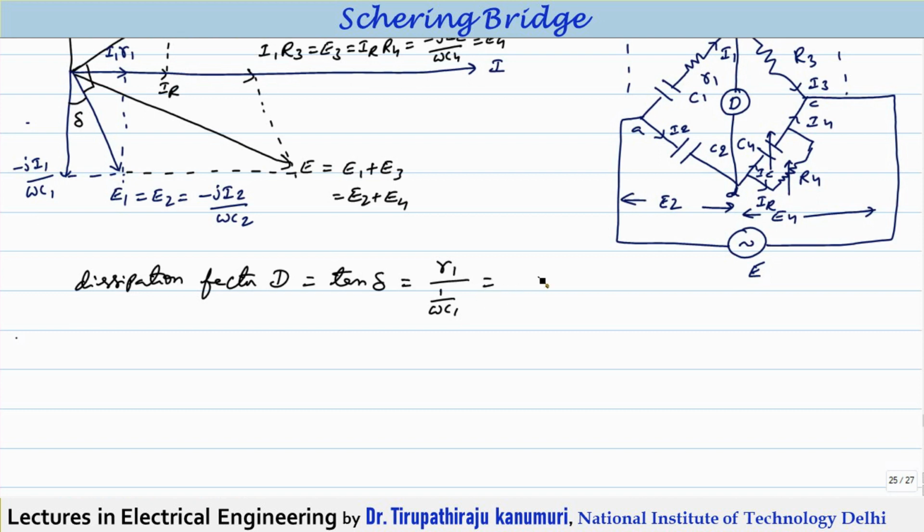So what you will get is omega C1 into R1. So this is my dissipation factor. This is my dissipation factor. So let us calculate the power factor of the capacitor, because this also came in a previous IAS exam.